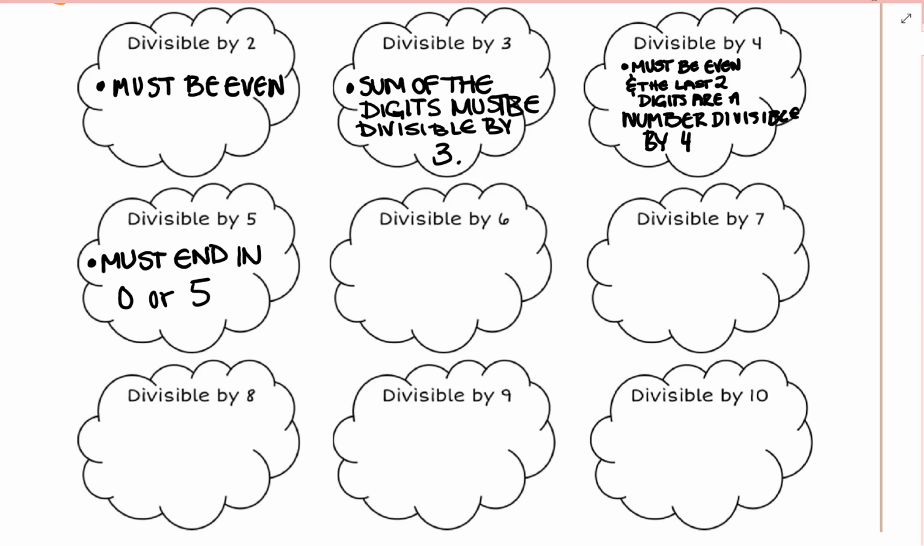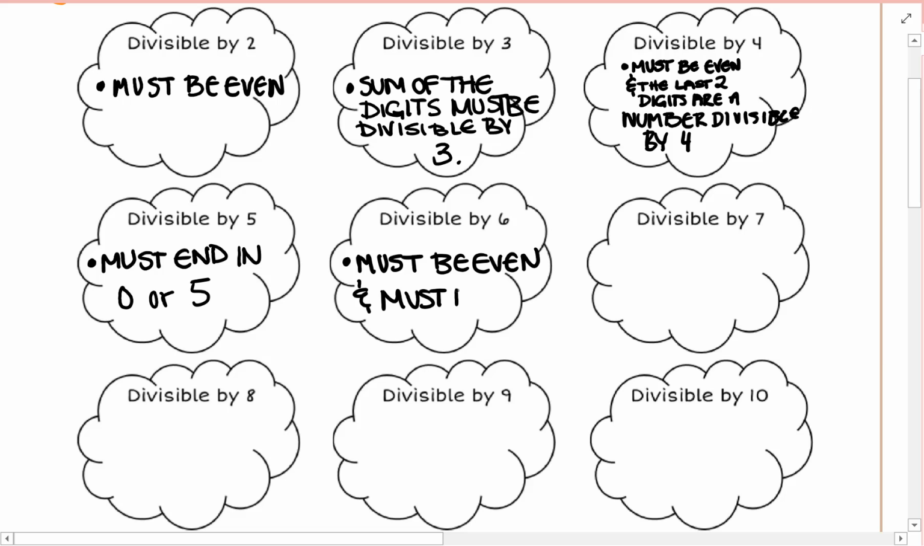To be divisible by 5, the number must end in 0 or 5. To be divisible by 6, the number must be even, so you must be able to divide it by 2, and it must be divisible by 3. If it's divisible by both 2 and 3, then it will be divisible by 6.